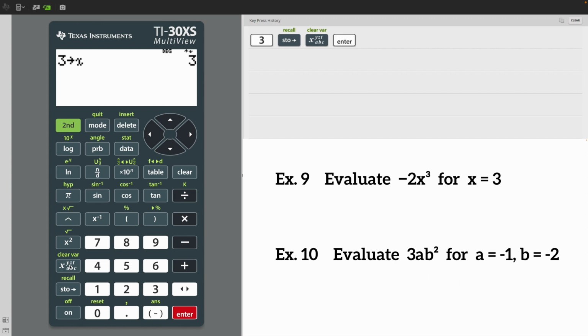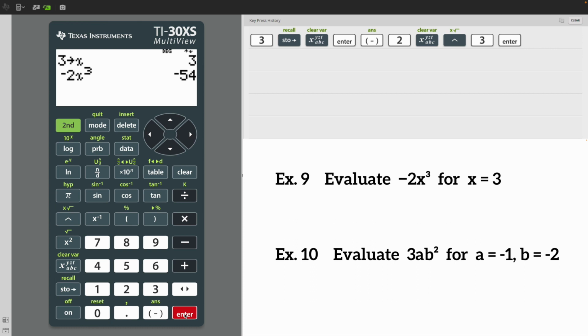And now you can type in the expression exactly the way you saw it. You do not need to do the substitution yourself. So what did it say? It said negative 2 X, I'll type in that X using that variable button. And then to cube it, like it said, I'll use the caret, press 3, and press enter. And your calculator puts in the right value for X for you, deals with the negatives, does all the computations.